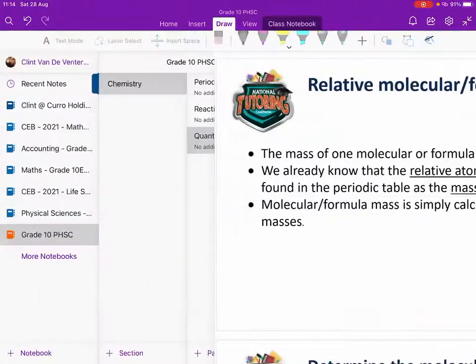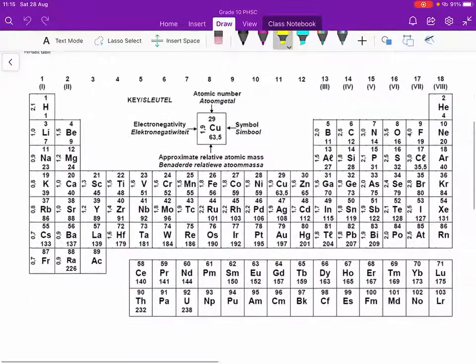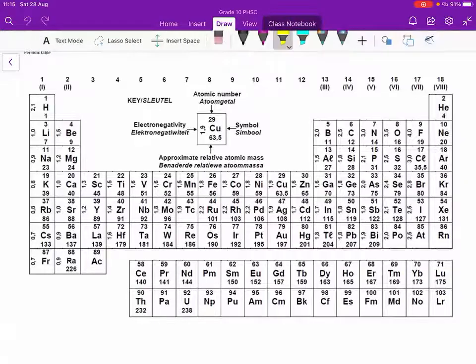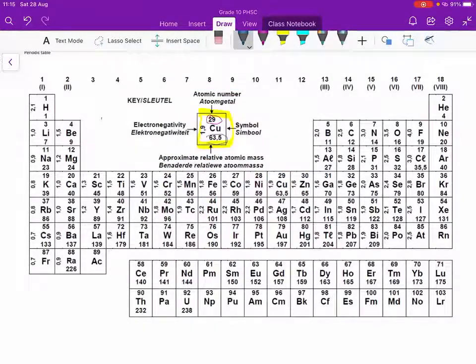So let me go to the periodic table to show you. This is the one that you would get for school. This is what would be in the subject guideline documents. So this is the key here. And it tells us that this top number is the atomic number. That is the number of protons of an element or an atom. And the bottom number, this is the number that's important for what we're talking about today. This is what we call the relative atomic mass. Sometimes you might hear atomic weight, but we should rather use the term atomic mass.